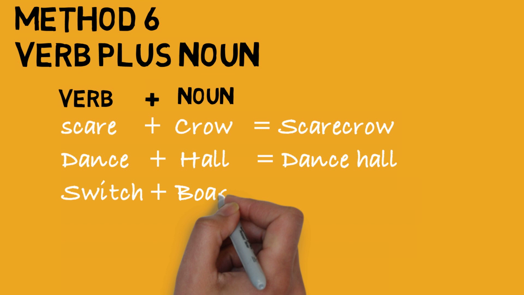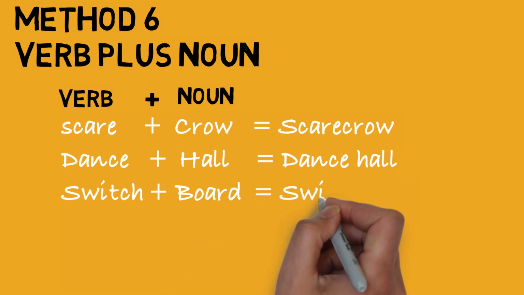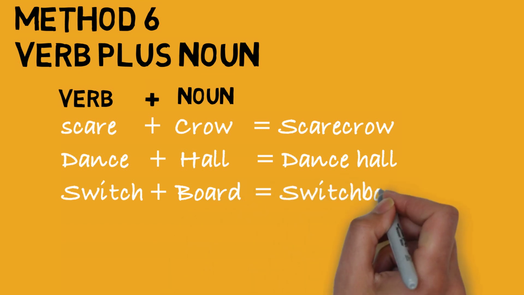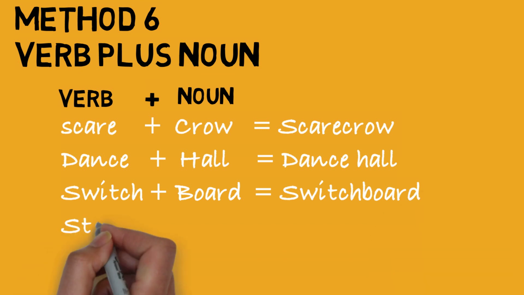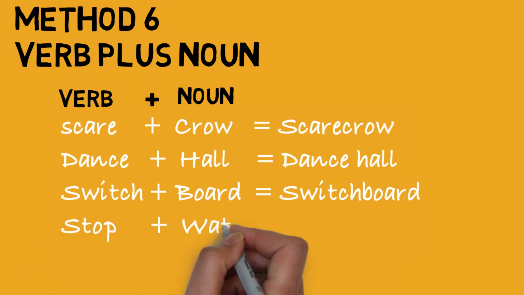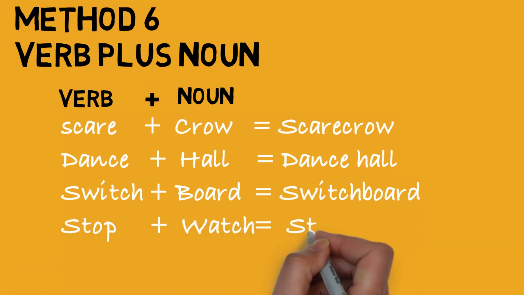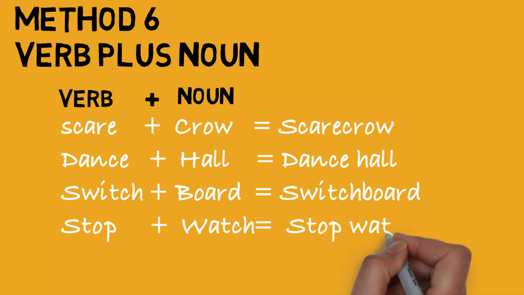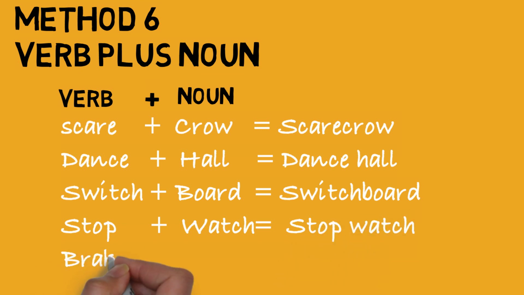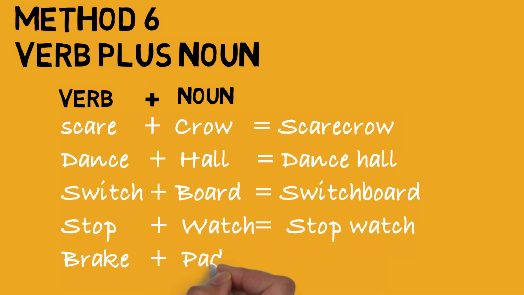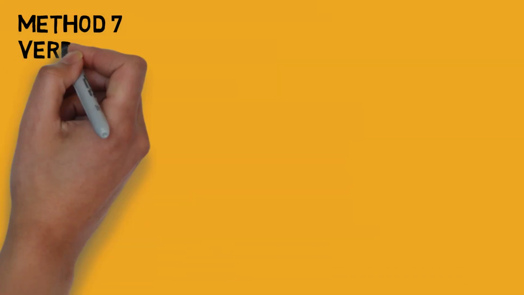Or switch plus board. Switch is a verb and board is a noun. Together they form switchboard. In the same way, another very common word we always see, stopwatch or brake pad, and many examples like this. Cara ketujuh, compound noun terbentuk adalah dengan gabungan kata kerja dan preposisi.